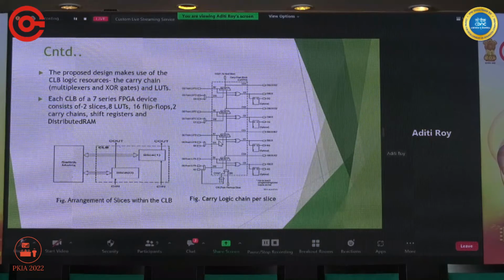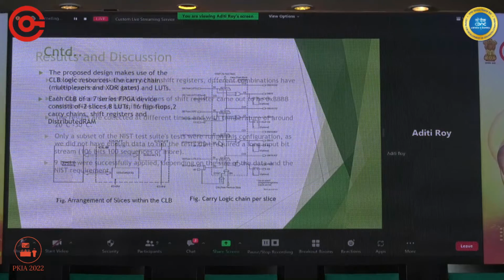As mentioned, the proposed design makes use of the configurable logic block resources that are available in the FPGA fabrics by Xilinx.